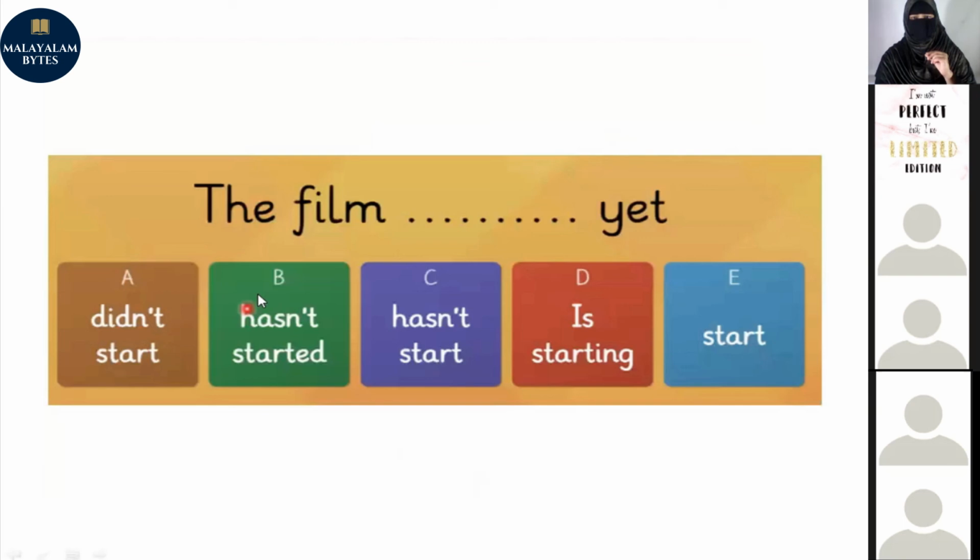Okay, last question. The film hasn't started yet. Yes, what tense is this? Present perfect. Negative.